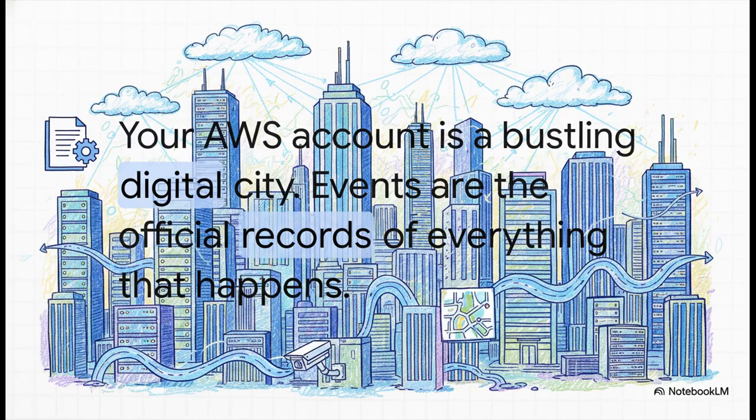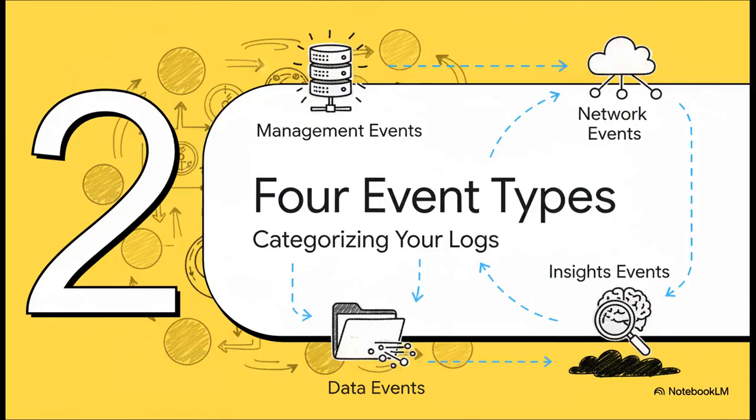To make this whole thing a little easier to get our heads around, let's use an analogy. Let's imagine your AWS account is this massive, bustling digital city. Well, CloudTrail events are the official city records. Every single building permit, every security log from every office building, every traffic report, it's all in there. Now, a busy city generates a ton of records, right? It'd be chaos. So to make sense of it all, AWS organizes all these events into 4 distinct types.